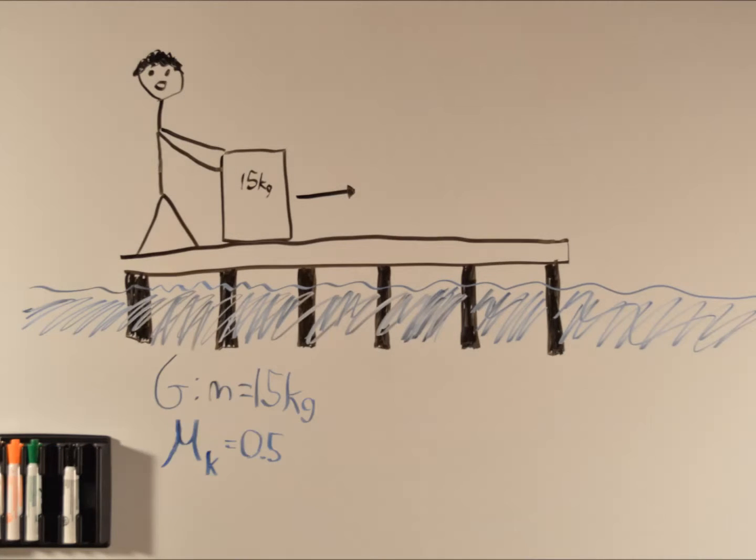So, if we find our givens here, our mass is 15 kilograms and the kinetic coefficient of friction is 0.5 roughly. So what do we need? We need the frictional force obviously, and then we need the normal force to find that. So we can use our equations Fn equals mg and Ff equals the kinetic coefficient multiplied by the normal force.